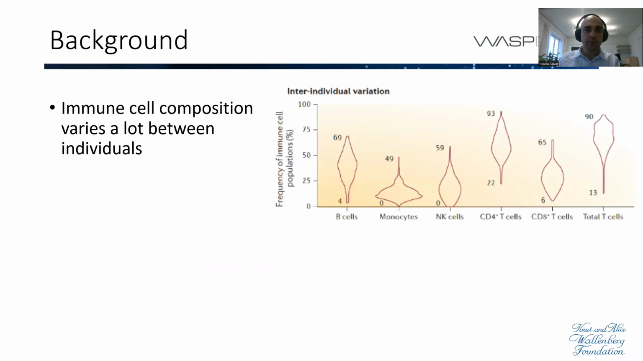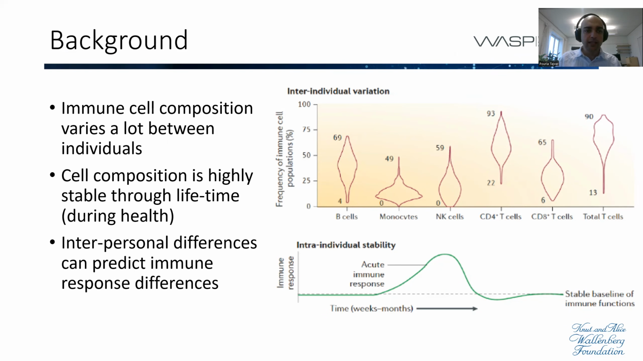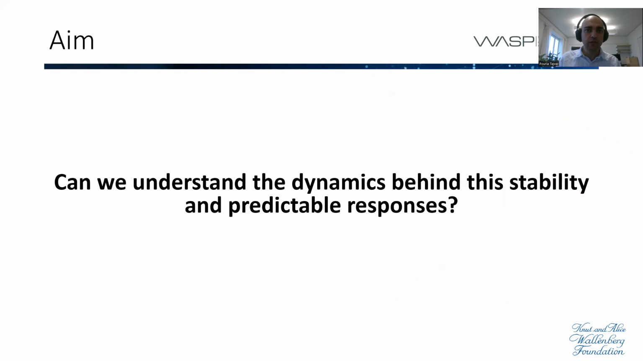This project is motivated by three recent observations. First is that the immune cell composition, meaning the relative population of different cell types, varies a lot between individuals. Second is that this composition is highly stable throughout the person's lifetime as long as they are healthy. And lastly, this difference in the cell composition can actually predict differences in immune responses to certain stimuli.